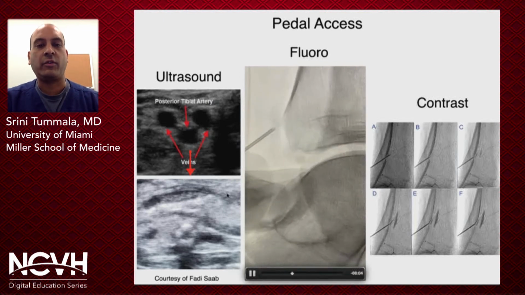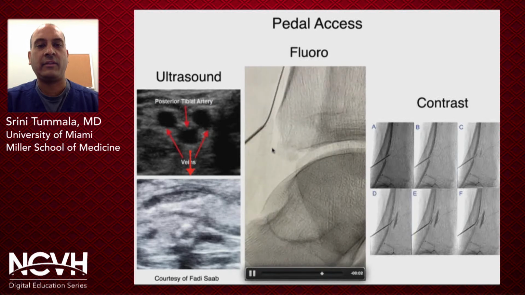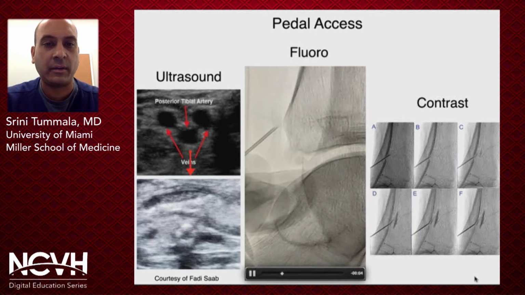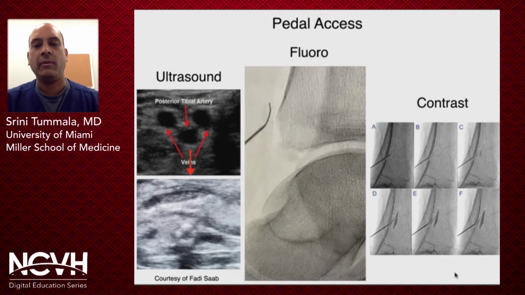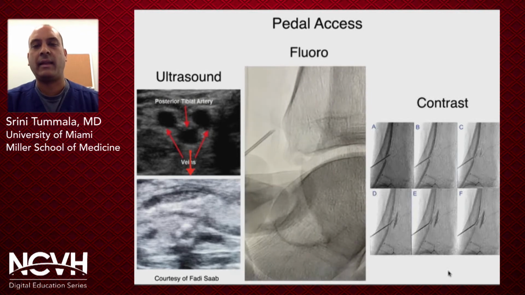You can also do a fluoroscopic access, as in this case, where you can see there's heavy calcification in the distal anterior tibial artery just above the ankle joint. And we really use fluoro and a needle and guide wire to gain access.